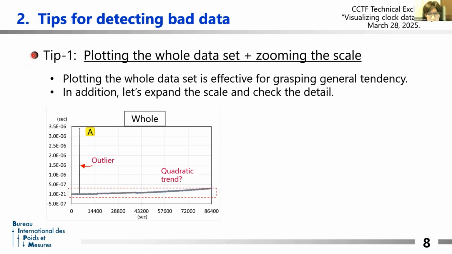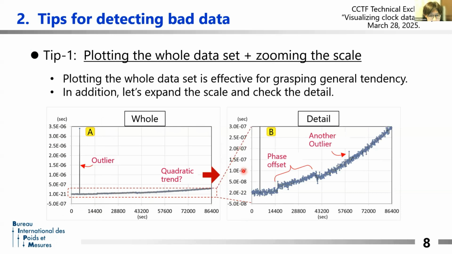The first tip is plotting the whole dataset plus zooming the scale to identify possible bad data. Plotting the whole dataset is effective for grasping a general tendency. In plot A, we can find an outlier. In addition, there seems to be a quadratic trend, but it is less obvious in this plot.